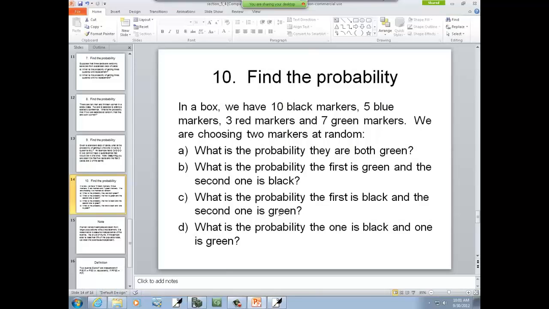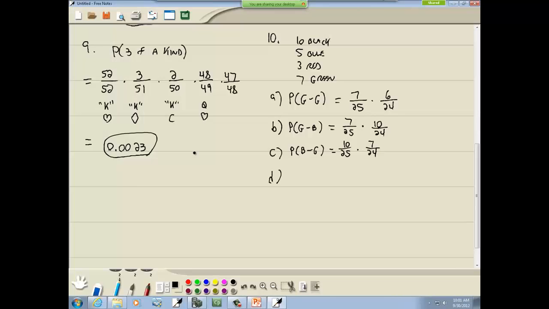Okay. D. What is the probability one is black and one is green? So one is black. And one is green. Well, that means I could have a probability of black and then green, or I could have a probability of green and then black. So, because it doesn't specify order, does it?